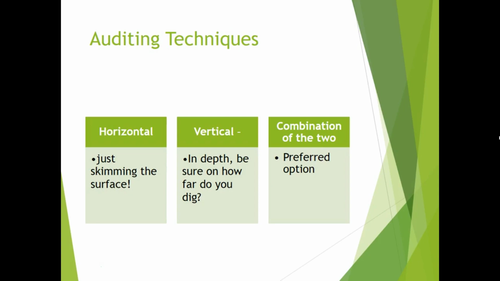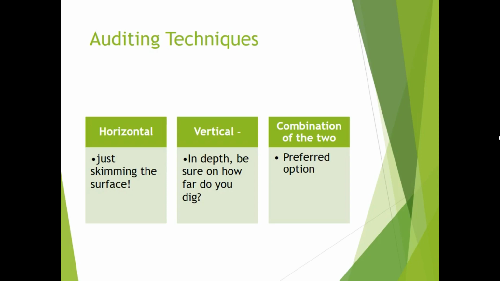Another technique is the vertical technique, which is really an in-depth way of looking through the systems. It's good to help identify severity of any specific issues that may be highlighted. It can be quite time consuming. So I suppose as an auditor, you need to know when to stop and move on to the next issue. It gives a greater and in-depth focus into a specific area or into a specific problem.